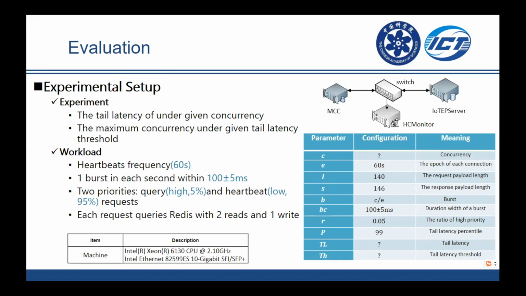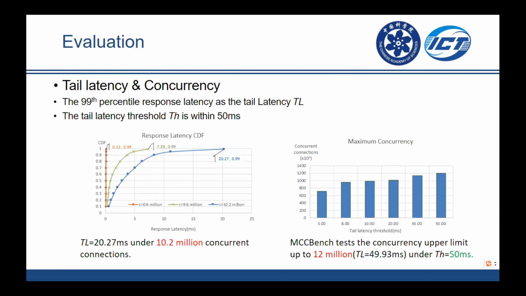We configure the parameters according to the statistical data of the smart appliance kit. We take the 99th percentile response latency as the tail latency, and we tested the tail latency under hundreds of thousands to million of concurrency to prove the concurrency scalability. It successfully shows the tail latency with 10.2 million concurrent connections on a single server. We also test the concurrency upper limit, up to 12 million, with the tail threshold at 50 milliseconds.